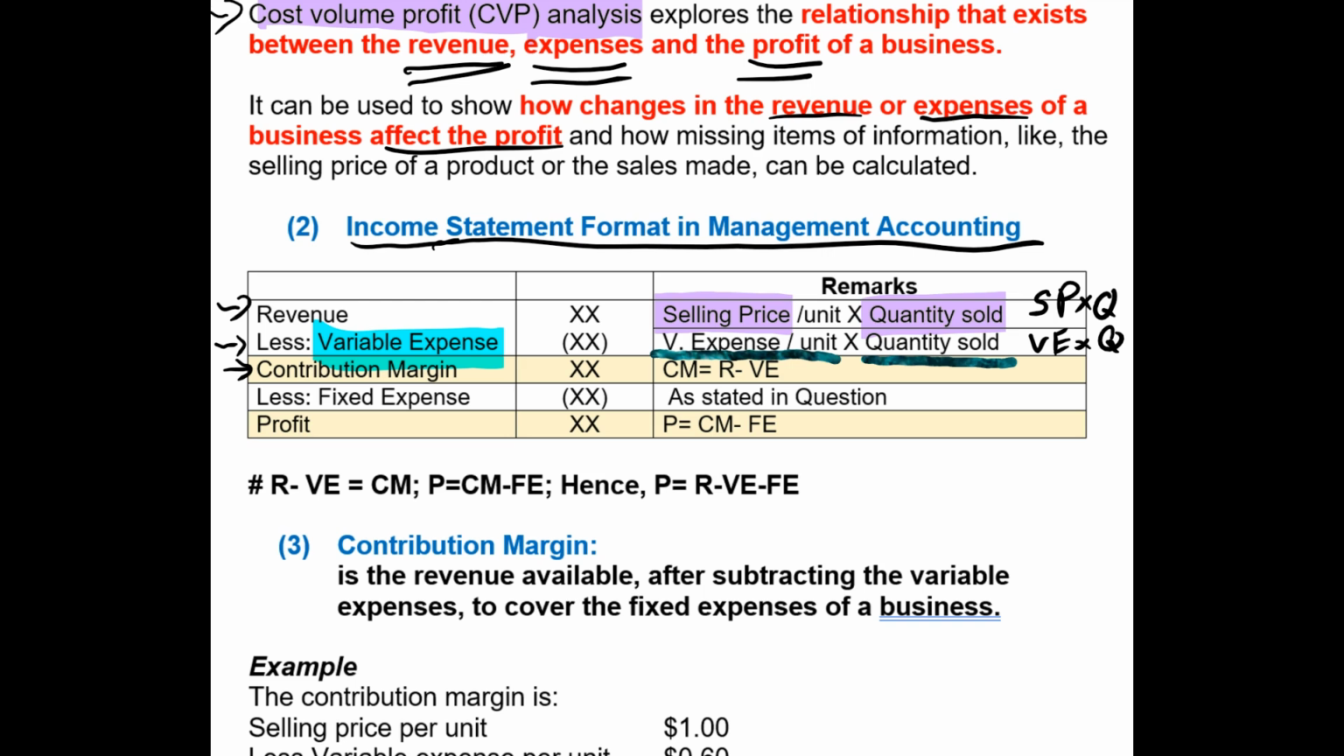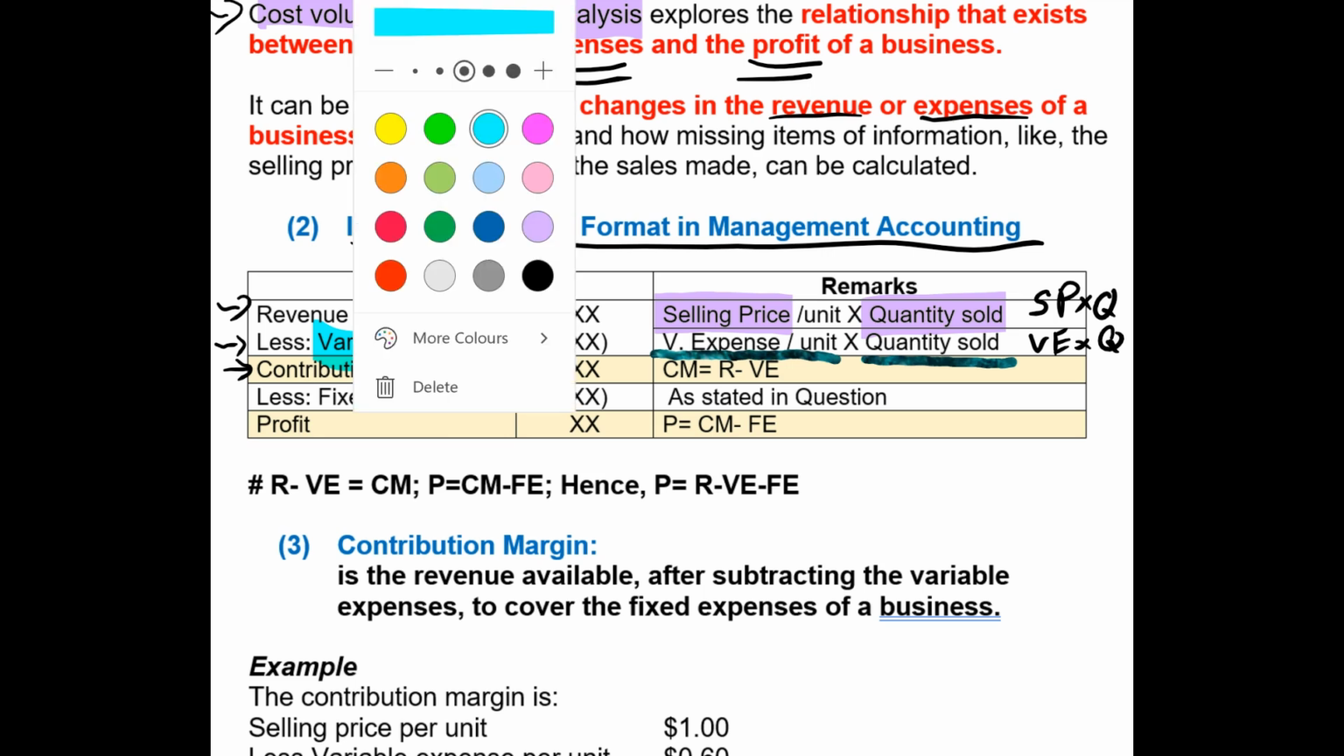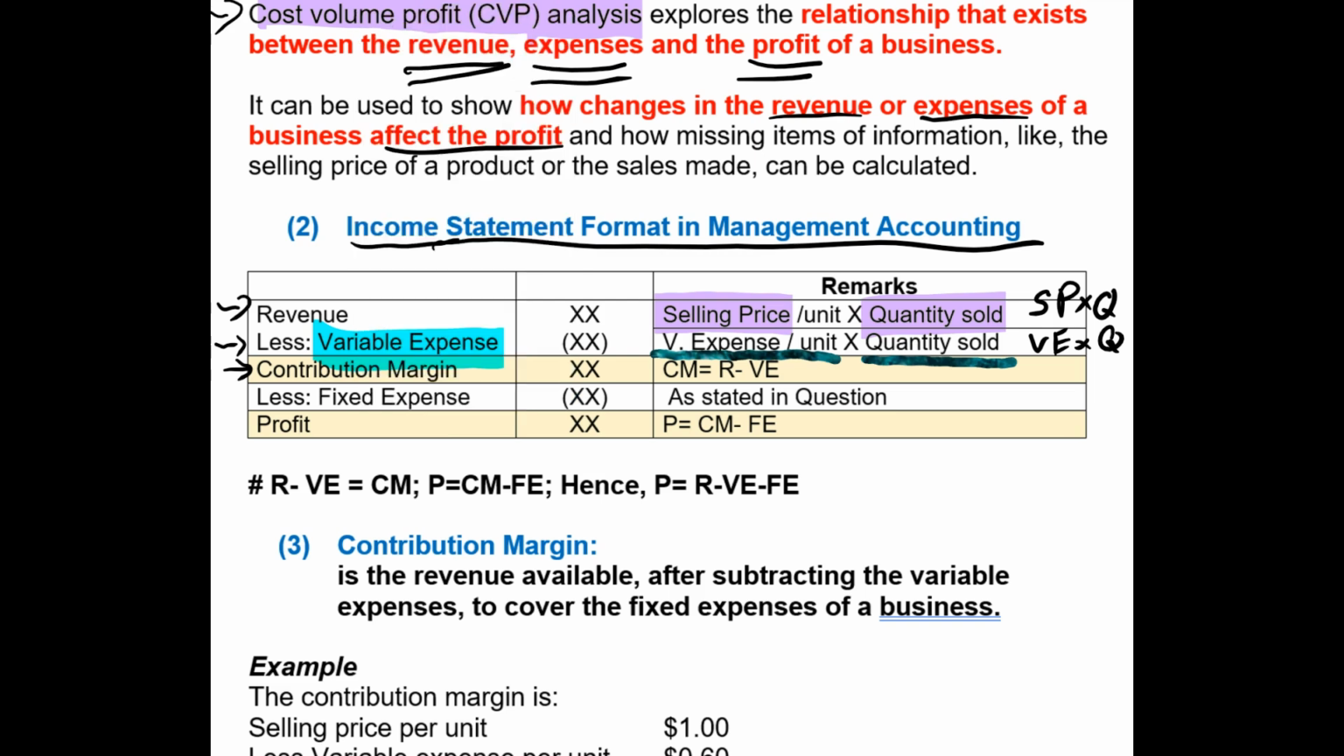After you get your contribution margin, you need to minus off your fixed expenses. The fixed expense normally will be stated in your questions. Once you get your contribution margin minus your fixed expense, you will get your profit. So your profit equals contribution margin minus fixed expense.